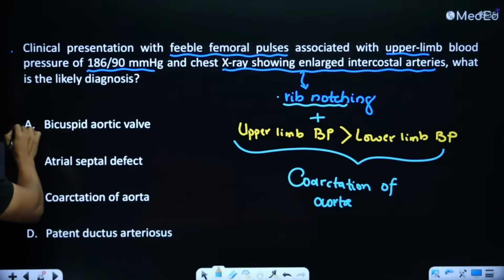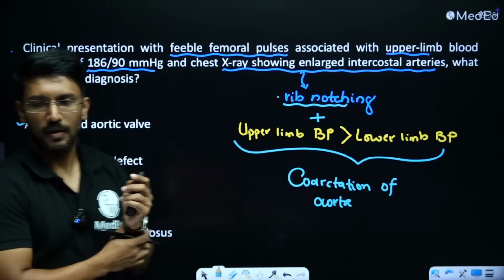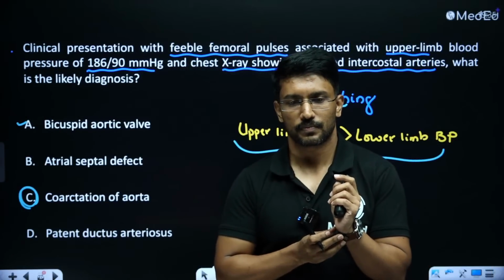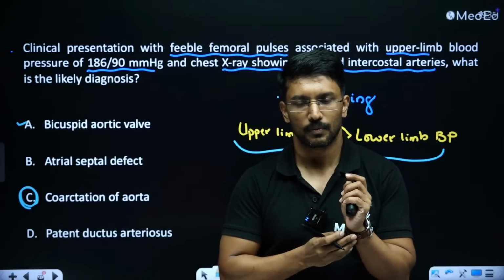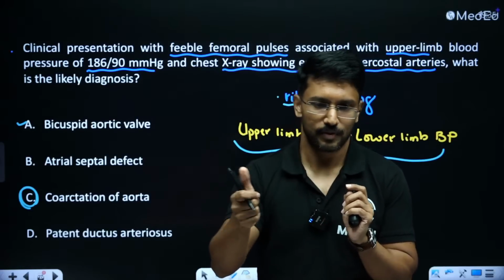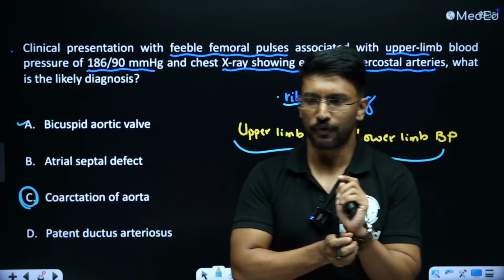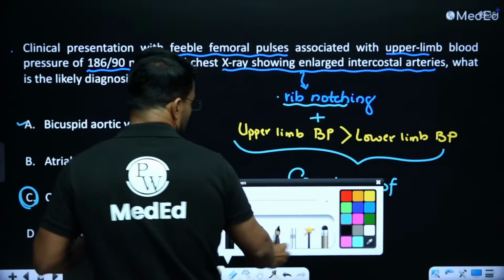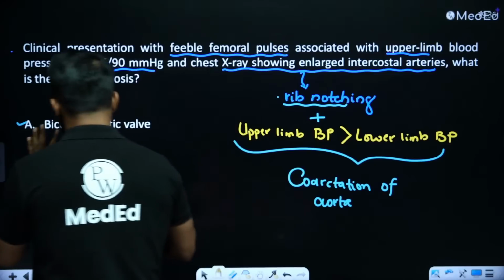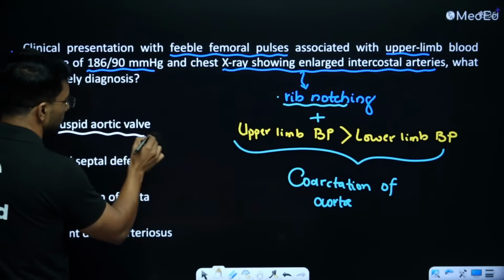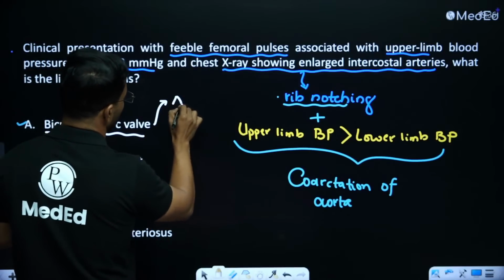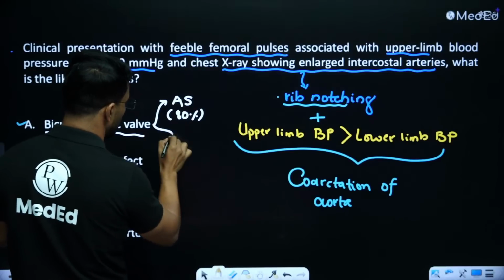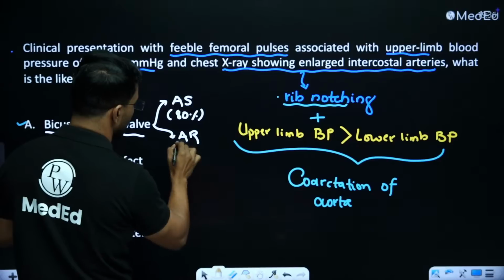Now bicuspid aortic valve, how does this present? Patient with bicuspid aortic valve, how do they present? Sindhu, yeah, we can have the radiofemoral delay even in patients with Takayasu arteritis. Bicuspid aortic valve, initially it will be asymptomatic. Eventually these patients present with aortic stenosis in 80% of patients, and 20% of them may develop aortic regurgitation.